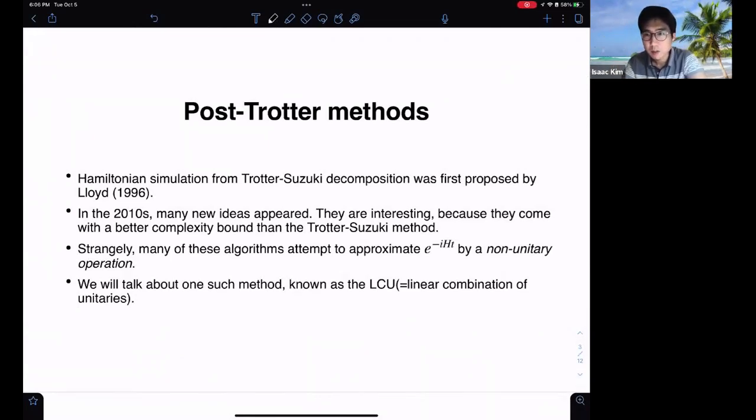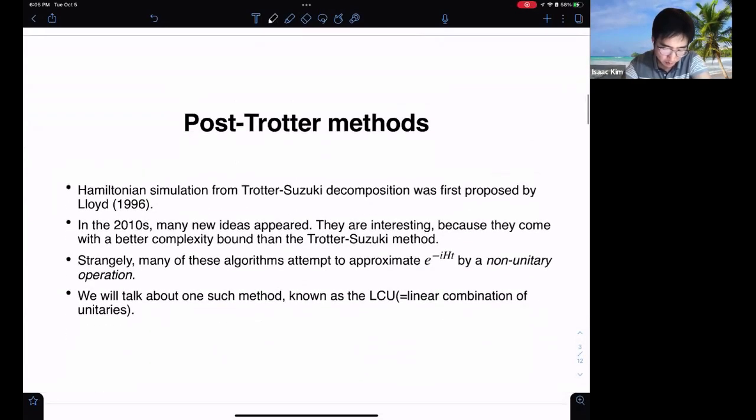So the Trotter-Suzuki method, as I said, is formally efficient, but when you account for all the costs, gate costs, you get some estimate on the total time complexity of the algorithm. And these new algorithms were interesting because, at least when it comes down to the upper bound, back then, you got a better complexity bound. So that's why they were very nice.